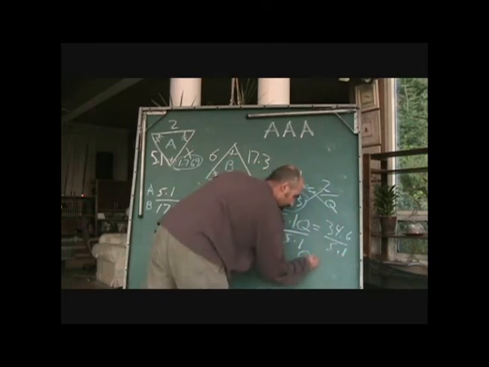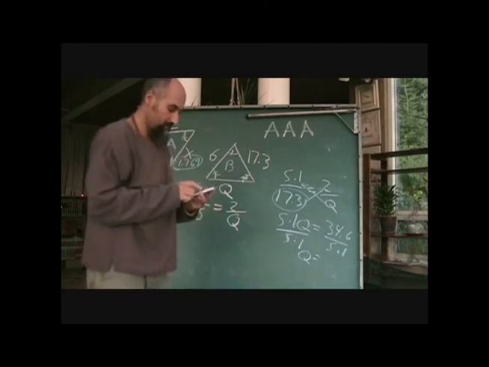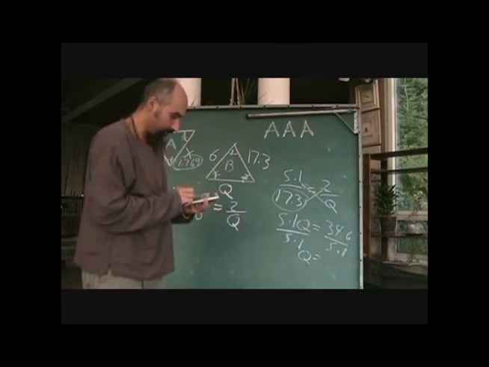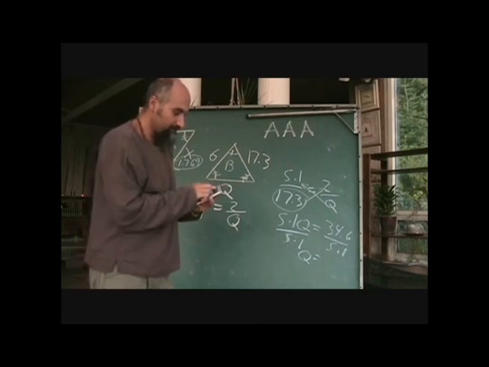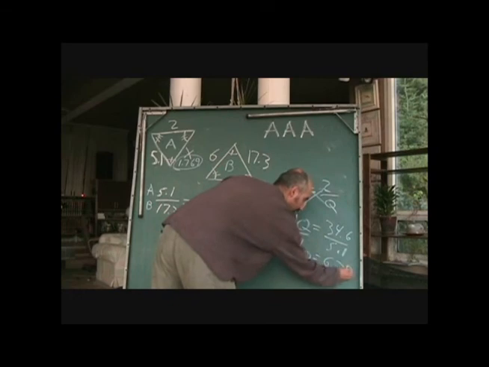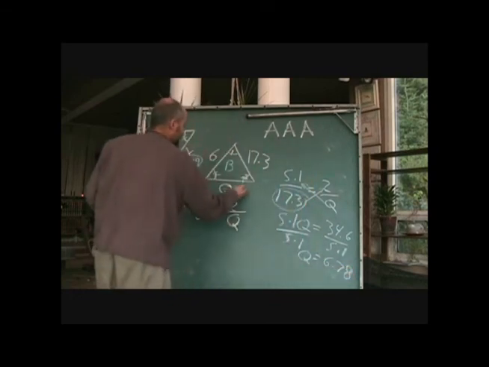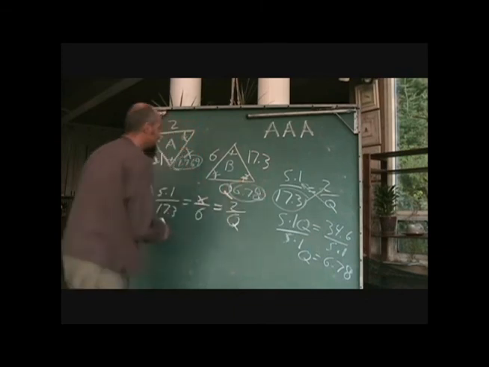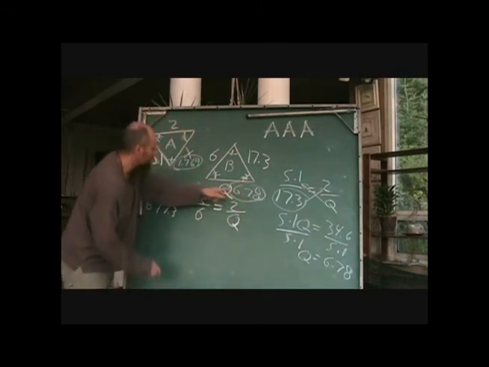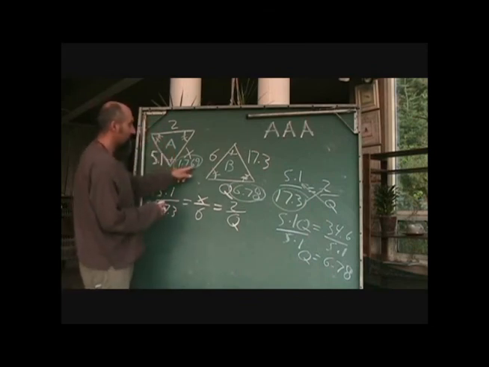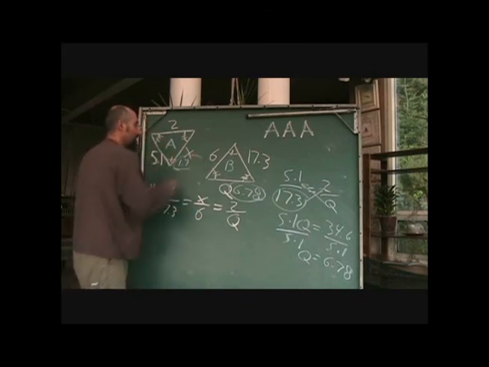So q is going to be equal to 34.6 divided by 5.1, which is 6.78. So q is going to be 6.78. To be consistent, if we took x to 3 decimal places, we want to express this to 3 decimal places as well. So we're going to round 6.769 up to 6.77.